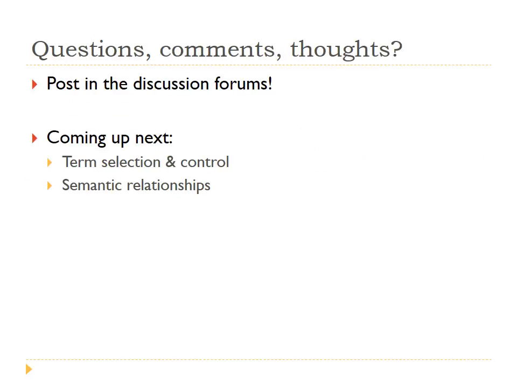So that covers our beginning steps to creating a controlled vocabulary, deciding what kind of vocabulary we're going to have and what are the qualities of our vocabulary. Coming up in the next lecture, we're going to talk more specifically about how we actually choose terms, how we control those terms, and how we build relationships among those terms. In the meantime, as usual, if you have any questions, feel free to ask.